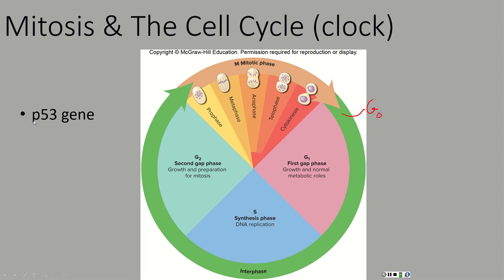Well, there's something called the p53 gene, and you probably don't find this in your textbook, but the p53 gene is sometimes called the guardian of the cell cycle clock. And it is this gene that either allows or prevents movement from one phase to the next and ultimately into mitosis. If something is wrong, the p53 gene will not allow for mitosis to occur. But obviously cancers do happen.